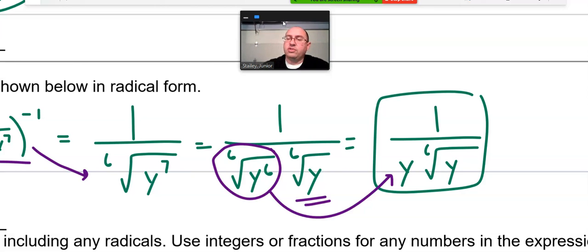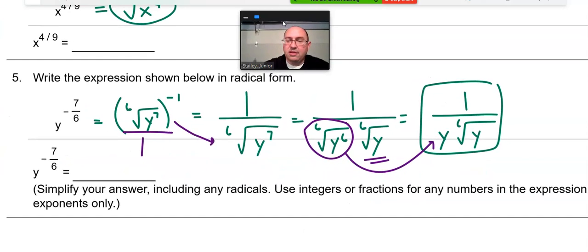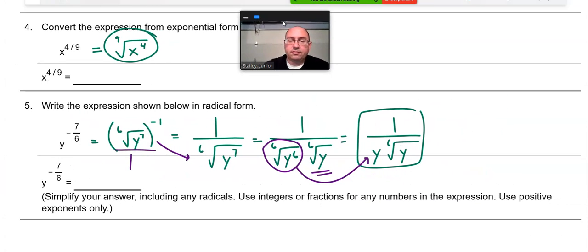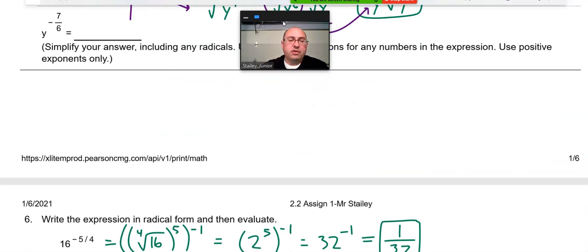Now, I want you to notice in the example, well, they didn't say it in this one. There's another example that says, do not rationalize. This is an example of one that they're not going to ask you to rationalize. We rationalize with the numbers, not with all these nasty variables.